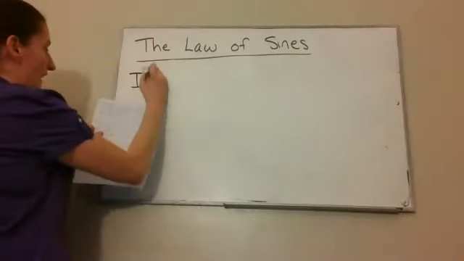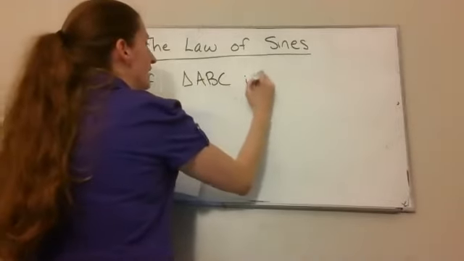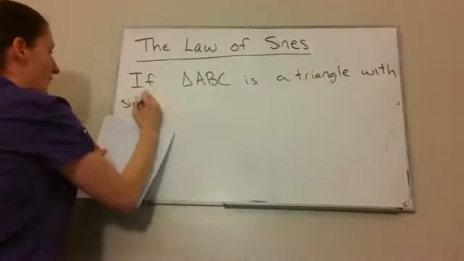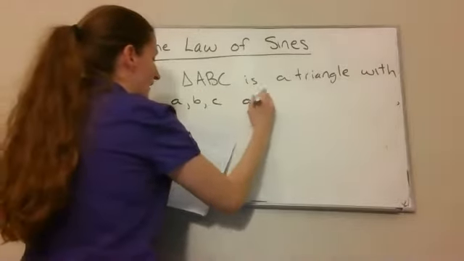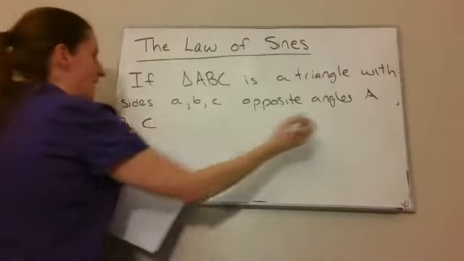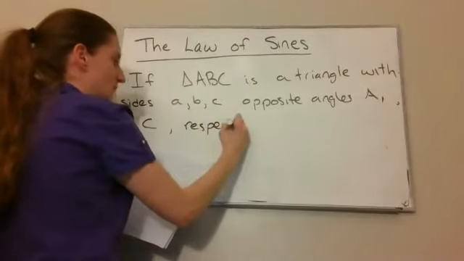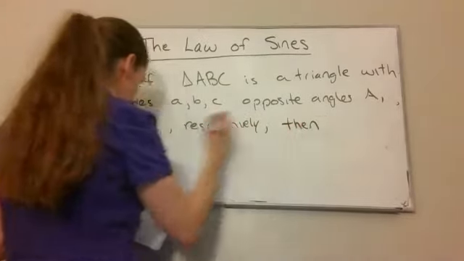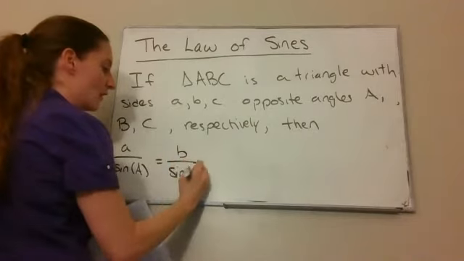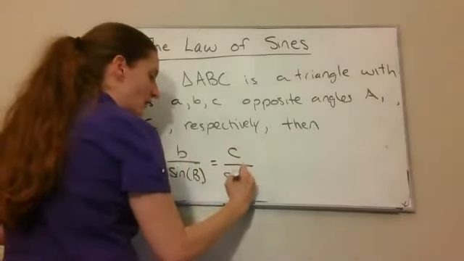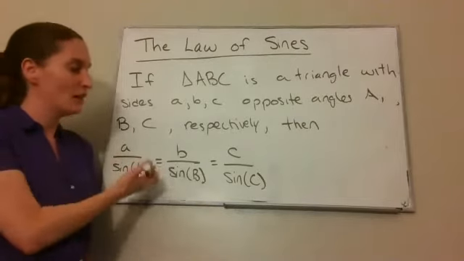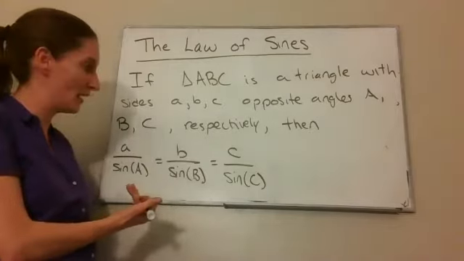The law of sines says that if triangle ABC is a triangle with sides little a, little b, and little c, opposite angles capital A, capital B, and capital C, respectively, then a over sine of A equals b over sine of B, which equals c over sine of C. And we can also do the ratios upside down and put sine of A over a, sine of B over b, and sine of C over c. It works that way as well.